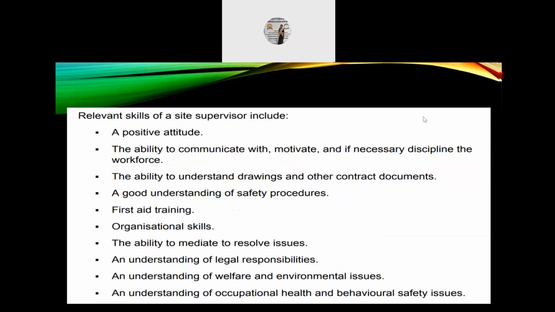Relevant skills of a site in-charge include the following: a positive attitude, the ability to communicate with, motivate, and if necessary, discipline the workforce, that is the work team or the staff, the ability to understand drawings and other contract documents, a good understanding of safety procedures, first aid training, organizational skills, the ability to mediate to resolve issues, an understanding of legal responsibilities, an understanding of welfare and environmental issues, and an understanding of occupational health and behavioral safety issues.